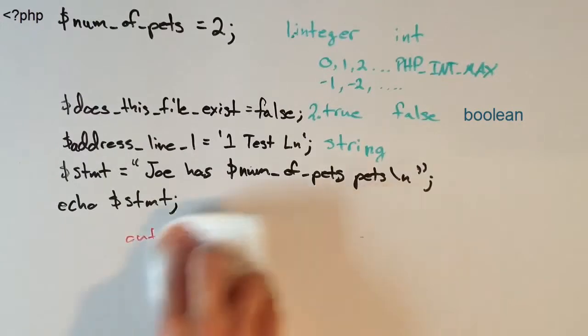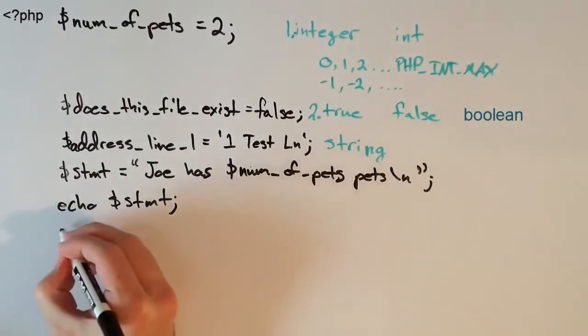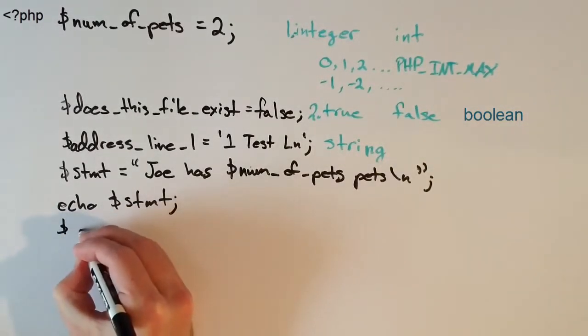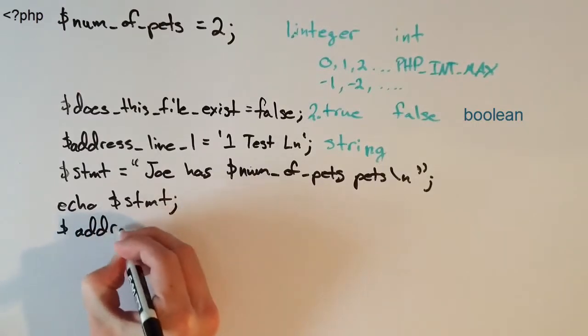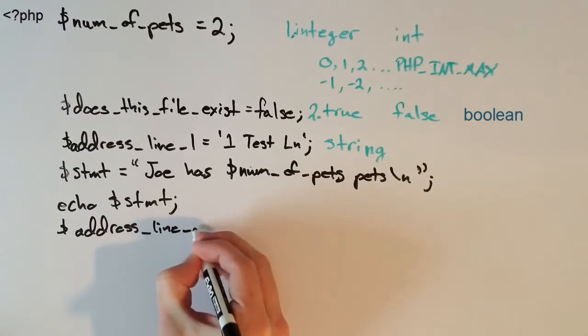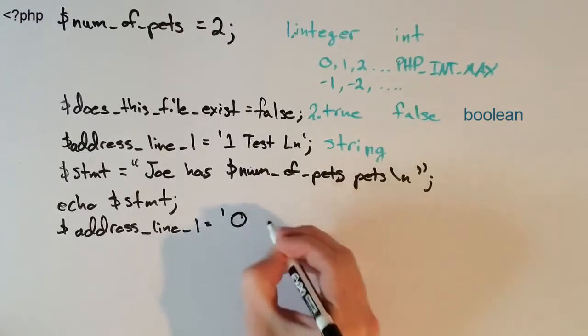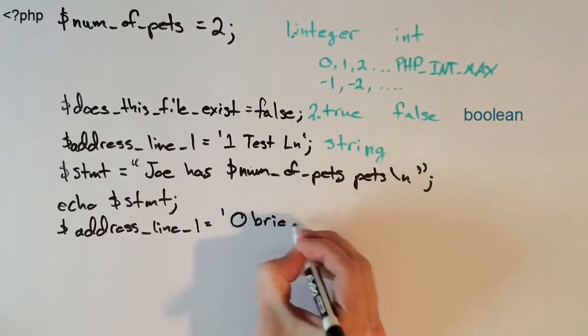Now another interesting thing about strings is what I like to call the Irish problem. This is always a fun problem. Let's say the address line 1, let's assign it the value of O'Brien Street.